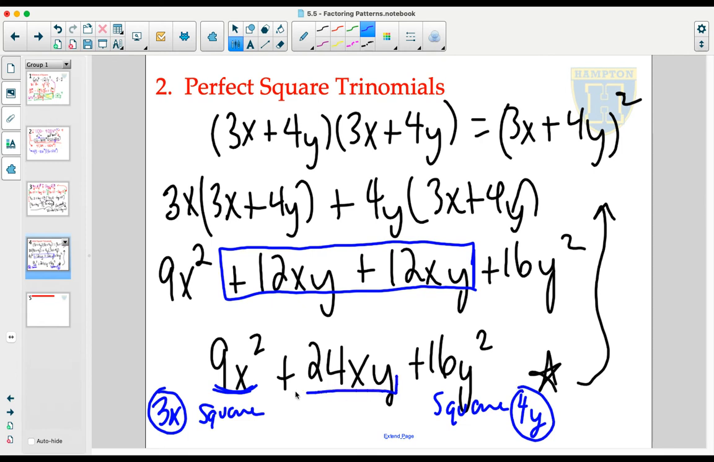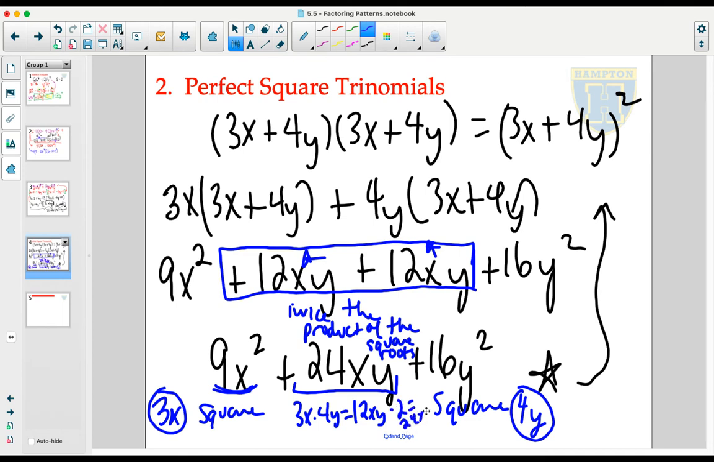So we need this middle term to be twice the product of the square roots of the two end terms. And that's what we have here. We take the 3x, we multiply it by the 4y, and we get 12xy. That's the terms we see right here and right here. And then we double that because there are two of them, so we get 24xy. So we need a square as the first term, a square as the last term, and this middle term needs to be twice the product of the square roots of the outside terms.